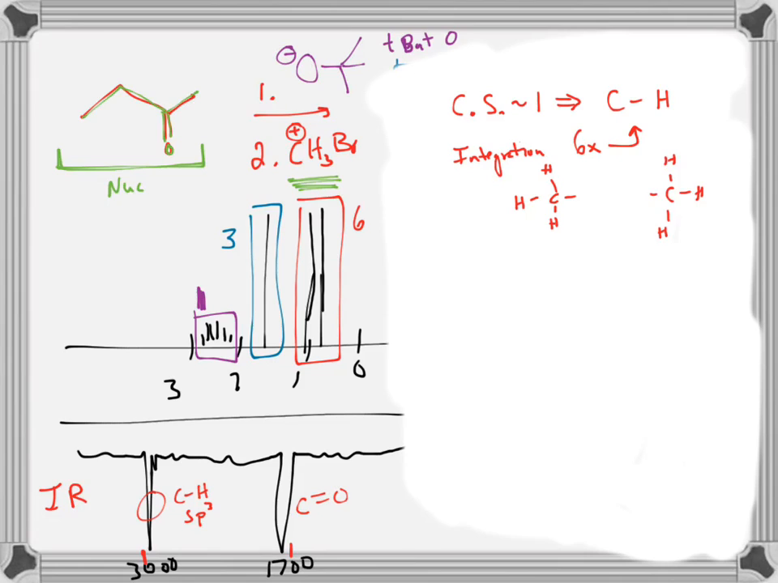Splitting. The splitting pattern. I have 2 peaks. Okay, according to my splitting, or my multiplicity, number of peaks equals the number of neighbors plus 1. So if I have 2 peaks, neighbors plus 1, I have how many neighbors? 1. What does that mean?